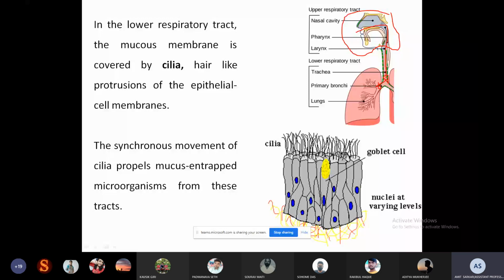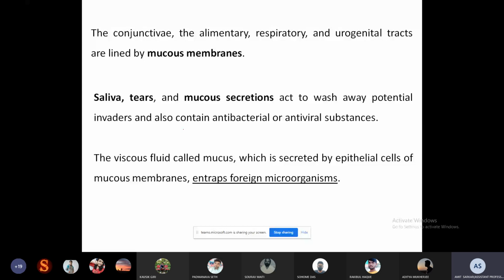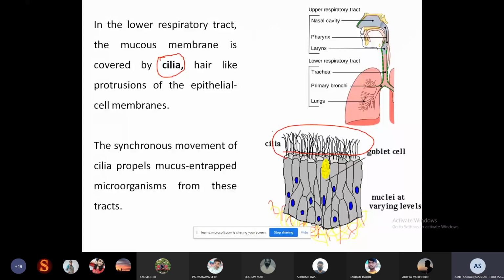Now, in the lower respiratory tract, of course we have the mucus, but apart from mucus, we also have cilia. Cilia are hair-like projections or protrusions of the epithelial cell membrane. You can think of these as a broom or jhata. Previously, we had mucus secretion, which is working as water. Now we also have the broom, or jhata, in the form of cilia. So what will happen? Synchronous movement of the cilia. These cilia will move synchronously, meaning together.